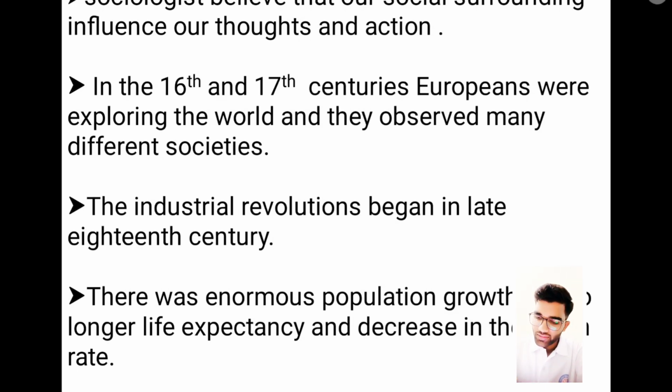In the 16th and 17th century, Europeans were exploring the world and they observed many different societies. They were confused about how the Indian culture is, how much belongingness they have with each other, and how they are united, having different religions and different castes. Now the Industrial Revolution begins in the late 18th century. There was enormous population growth due to longer life expectancy and a decrease in the death rate. Next.